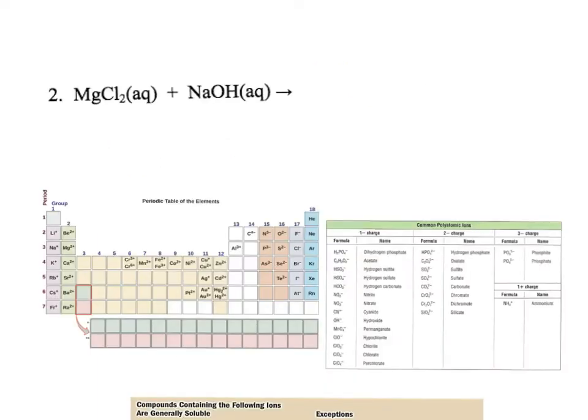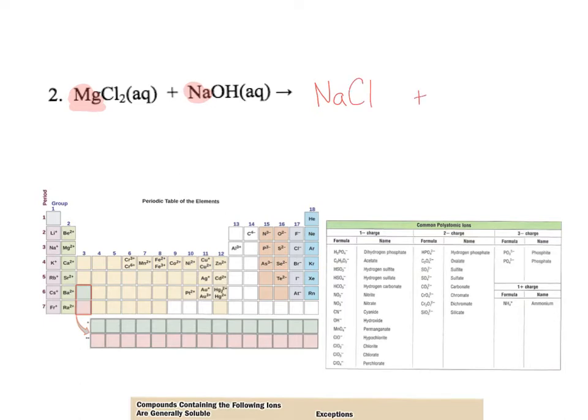All right, now let's solve question number 2. If you like, pause the video, solve it yourself, and then you can check your work. If you're not sure how to solve it, I will go over it. I'm always going to take the first ion, the positive ion, from both compounds, and what I'm going to do is switch their places. So instead of MgCl, it will be NaCl. I'm switching the ions.